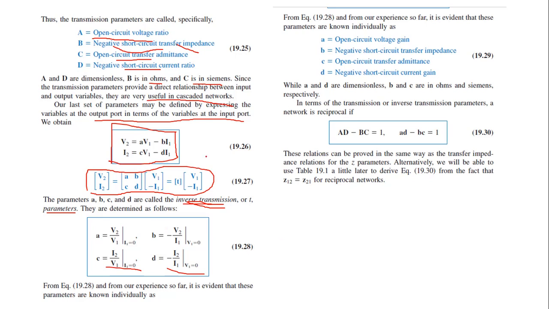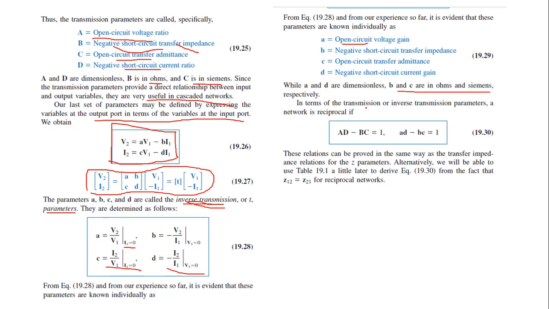Again, express this, give the names for A, B, C, D. We know how to give. It is V2 by V1, so it is voltage gain. When this voltage gain is obtained when I1 is equal to 0, that is when the input port is open circuited, so open circuit voltage gain. Similarly B is negative short circuit transfer impedance, and C is open circuit transfer admittance, and D is negative short circuit current gain. Again here A and D are dimensionless and B and C are expressed in ohms and Siemens respectively.